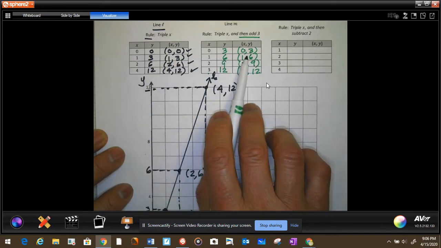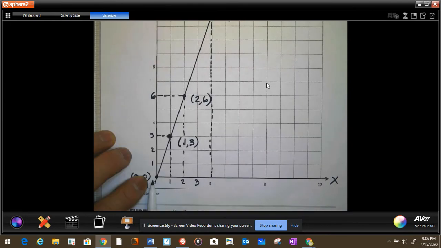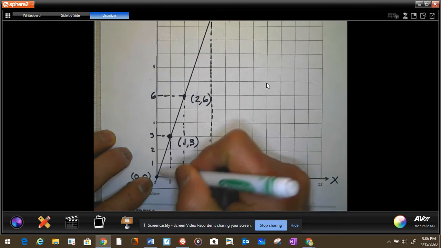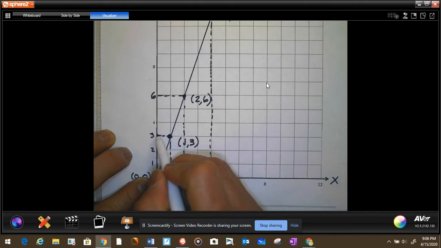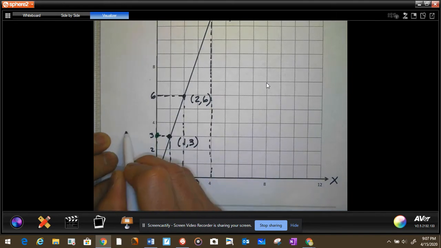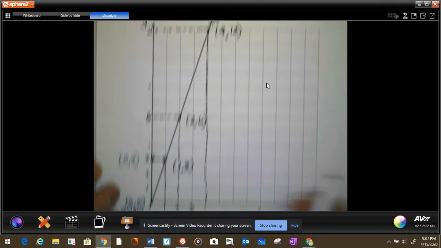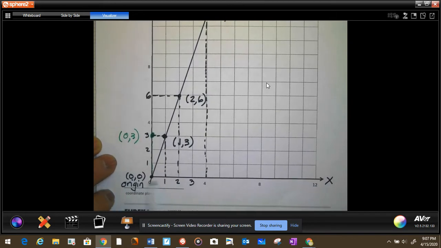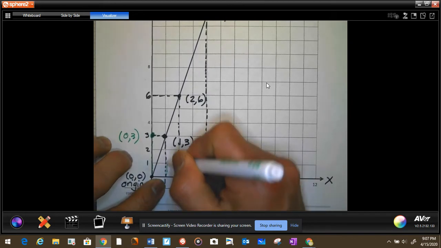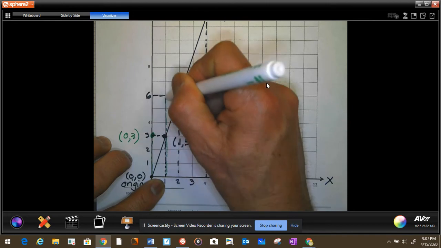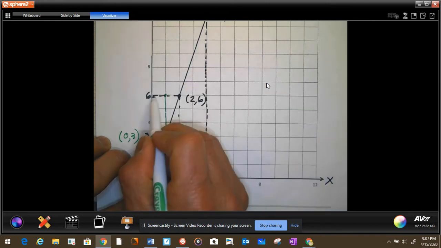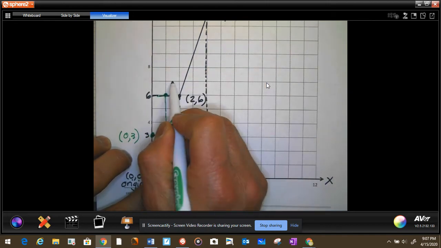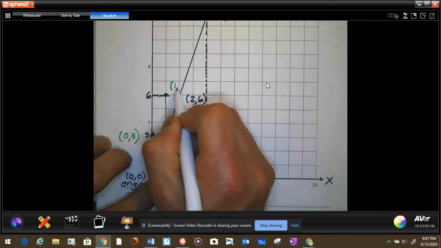So it's going to be 0, 3. So x is 0 right here, and we're going to jump to 3. So that's going to be our point 0, 3. Our second point on this line is 1, 6. So we're going to run to 1 and jump to 6, which will be right here. This is the point 1, 6.